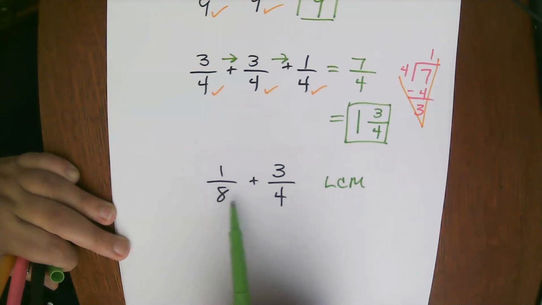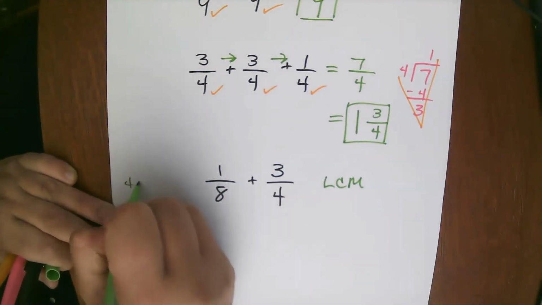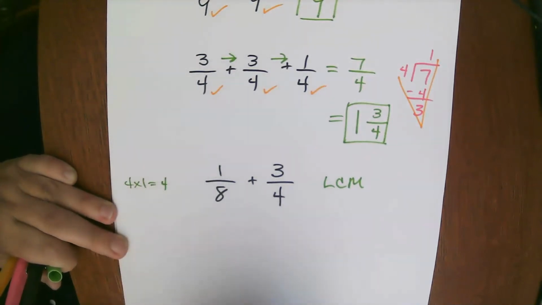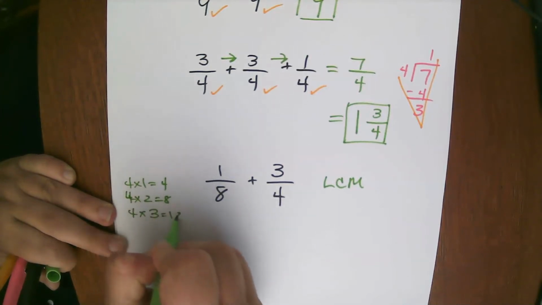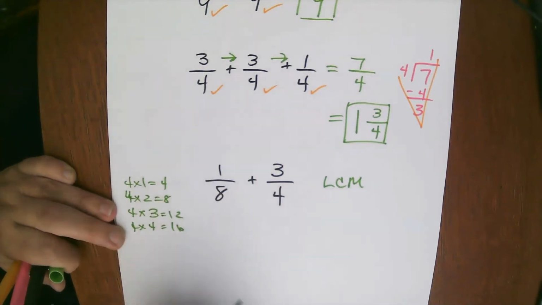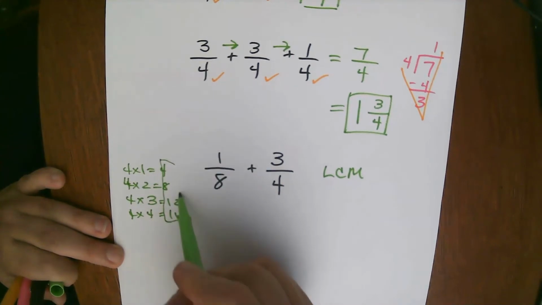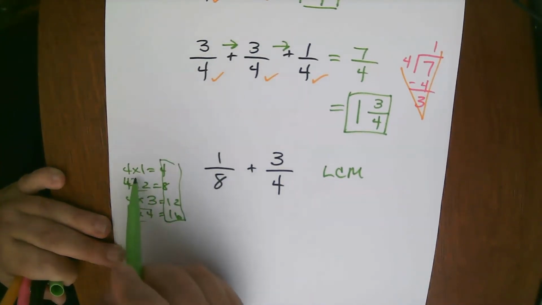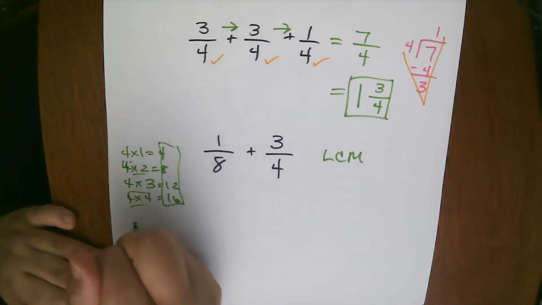Okay, so let's look at the multiples of 4. Well, 4 times 1 is 4, right? 4 times 2 is 8. 4 times 3 is 12. 4 times 4 is 16. Okay. Now let's look at the multiples of 8. And these are the multiples, right? These are the factors. We're not looking at these. We're looking at the multiples.